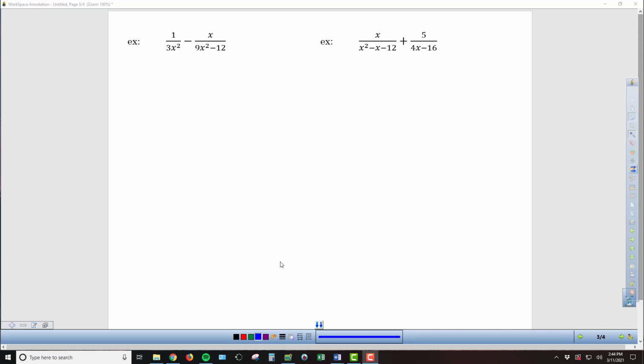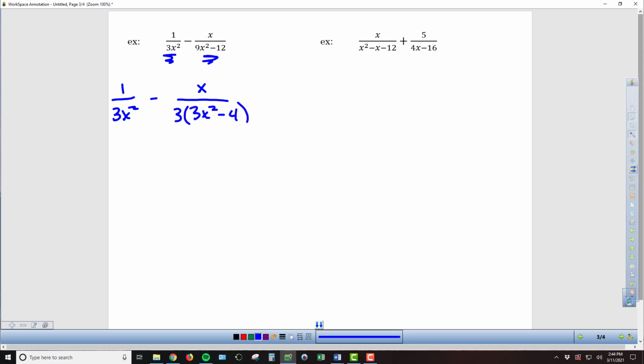In the example here, we can see that for the first denominator, there's not much we need to do, but the second one we can definitely factor. So we'll leave that first fraction as is, but for the second one, hopefully we can see that we can undistribute a 3 from both of those. 3 divides evenly into 9 and 12. So we'll have a 3 on the outside, and then a 3x squared minus 4 on the inside.